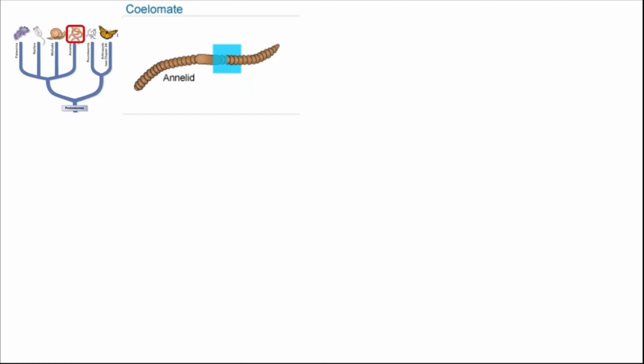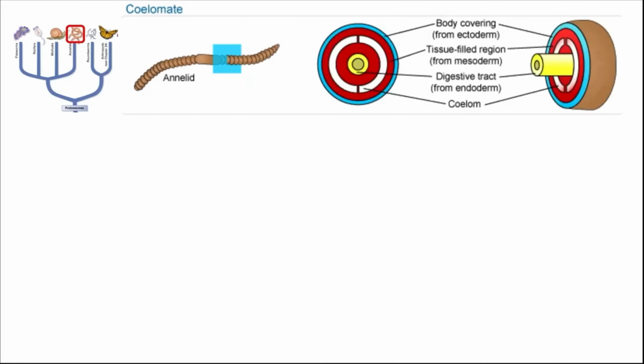Let's look at a cross-section to see what the tissue layers look like. You can see that the very outside tissue layer is ectoderm. Within that is a tissue-filled region from the mesoderm. Within that tissue-filled region, there's a space. The presence of that cavity, called a coelom, is important, and we call this body plan a coelomate. Within an inner layer of mesoderm, we find the digestive tract. Take note, the digestive tract is surrounded by endoderm.